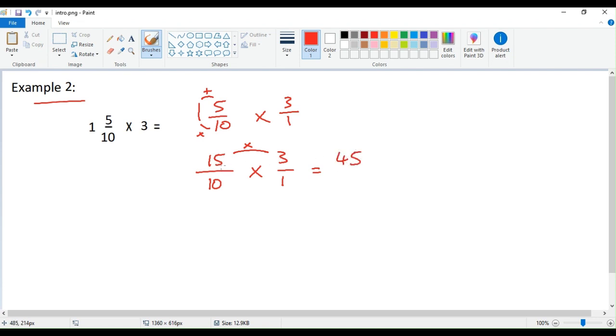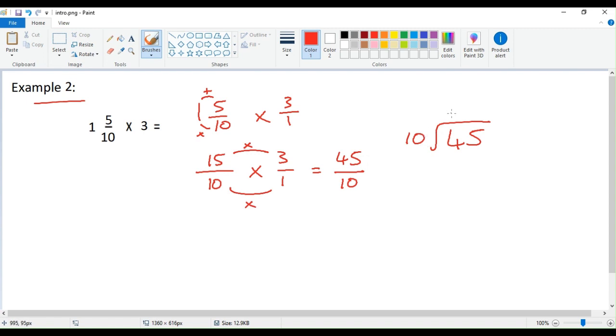Again, if you're struggling with that, use one of your other multiplication strategies. 10 times 1, we multiply the denominator by the denominator. 10 times 1 is 10. Again, I've got a top-heavy or improper fraction. And to change that, we divide the numerator by the denominator.